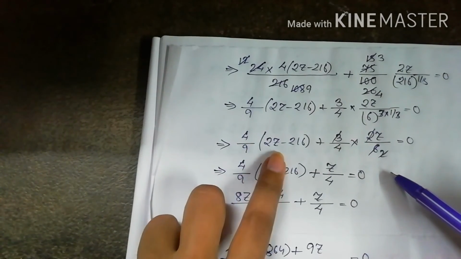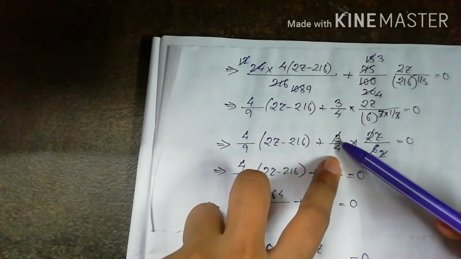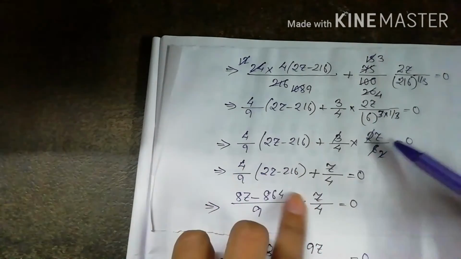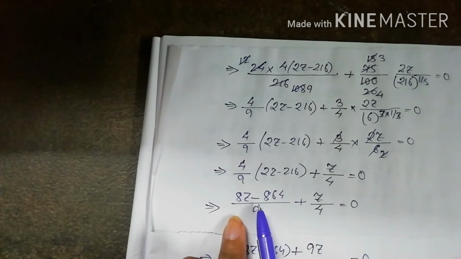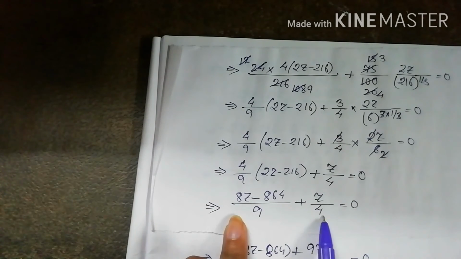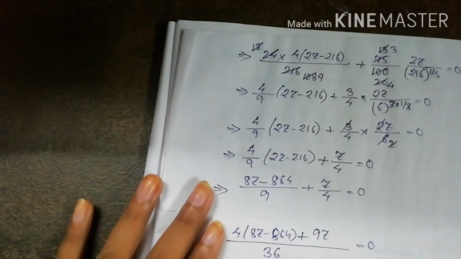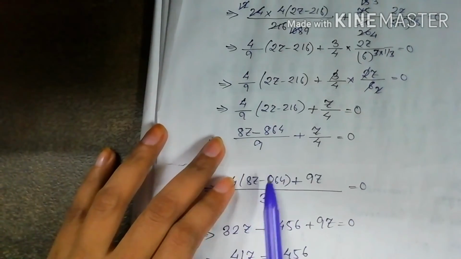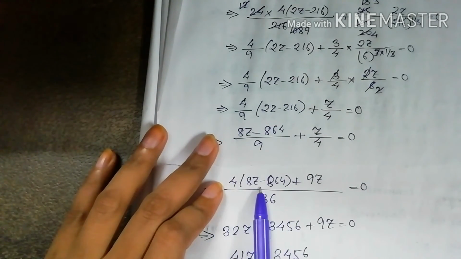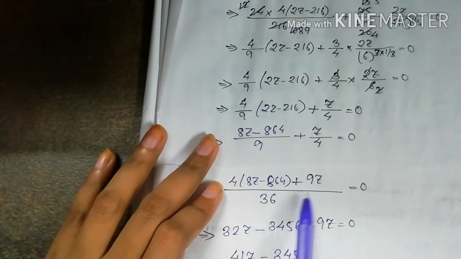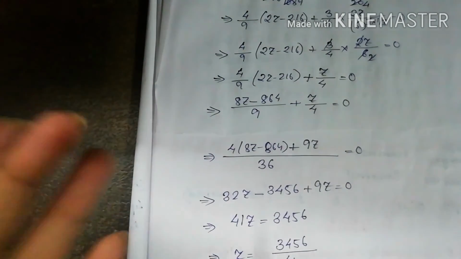So here you will have 4 by 9 (2Z minus 216) plus 3 by 4 into 2Z by 6. Now here you see, 3 2s are 6, and 2 will get cancelled, and you will have here only Z by 4. The first term is as it is. Now multiplying it basically and then taking the LCM, first multiplying this 4 with this complete term in the bracket, and then taking the LCM will give you 4 into (8Z minus 864) plus 9Z by 36 equals 0, because 9 4s are 36. This is the basic LCM, so I am not explaining it deeply.